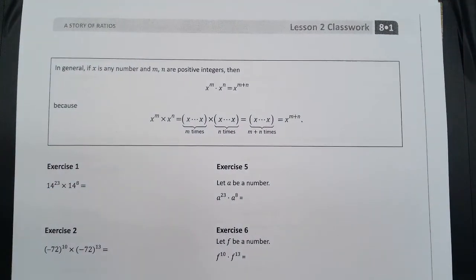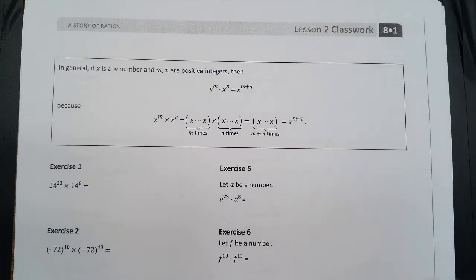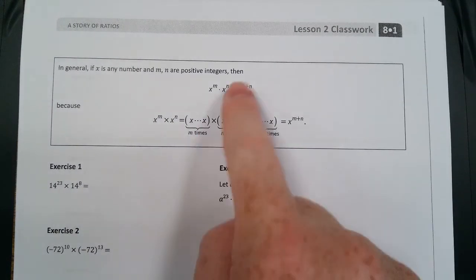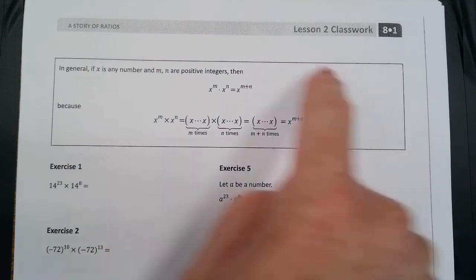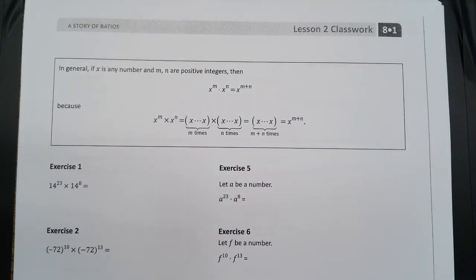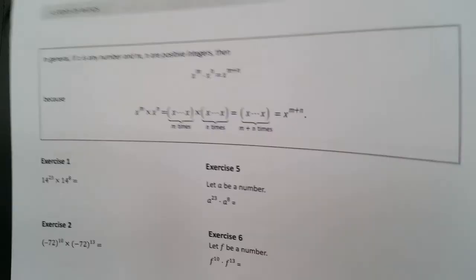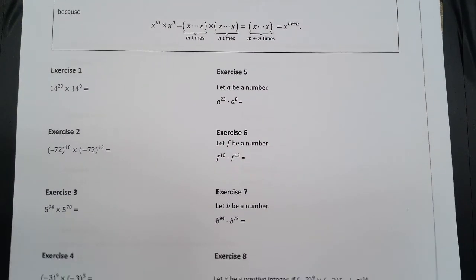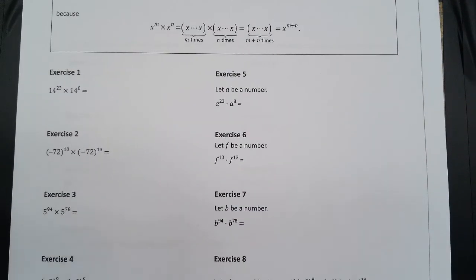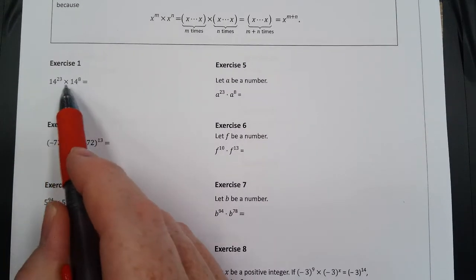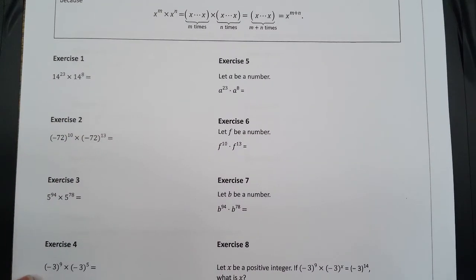Anyway, starting on page 11 of your workbook. Page 11 of your workbook actually has the rule we just discussed. So if you forget the rule or you lose your notes, you can just remember it's on page 11. Let's do exercise 1 together. Exercise 1: 14 to the 23rd power times 14 to the 8th power.